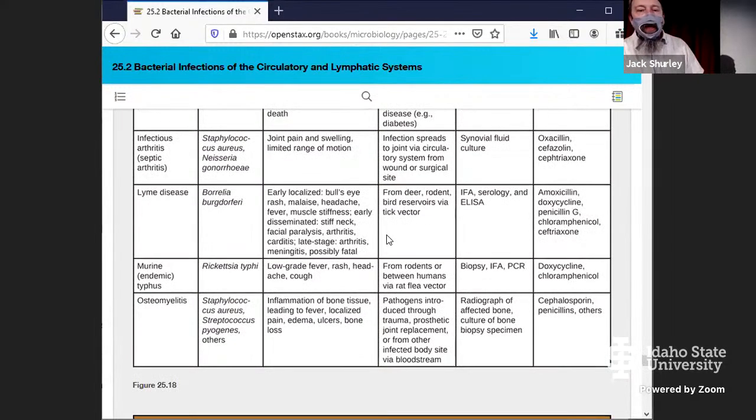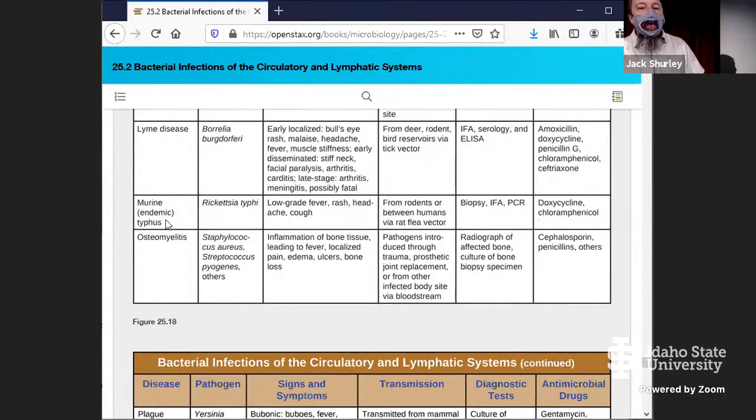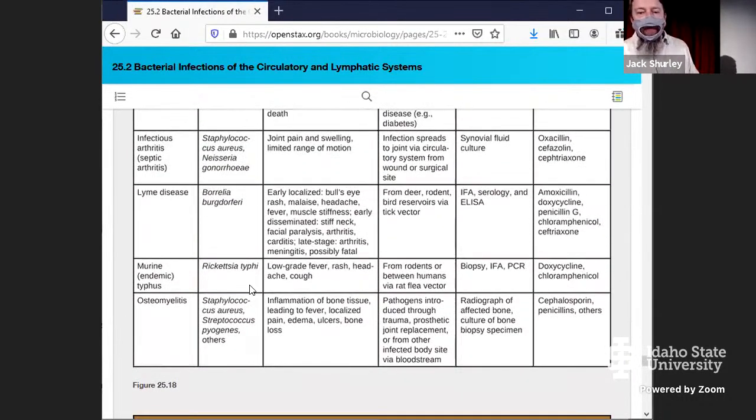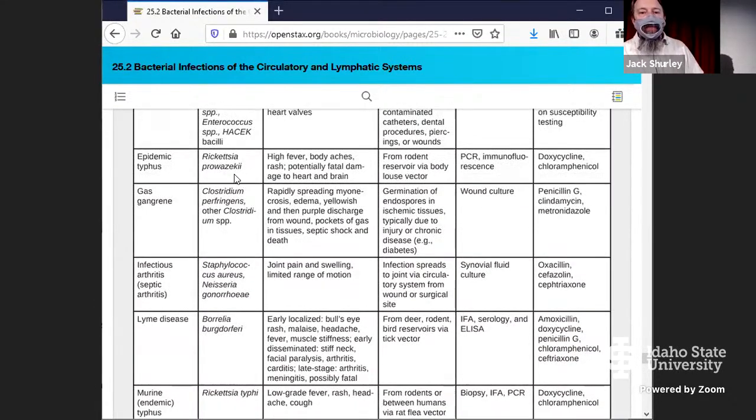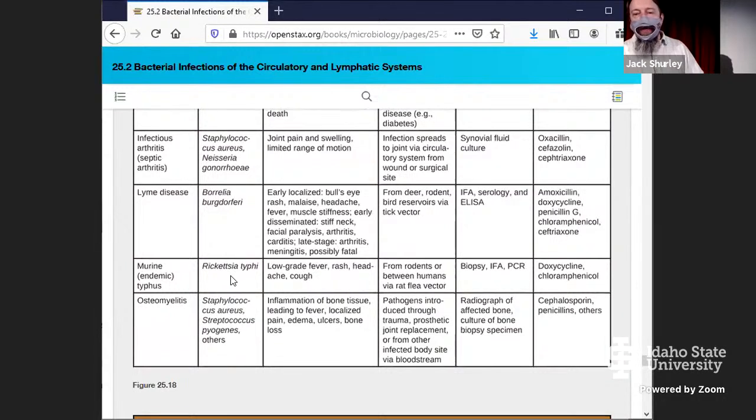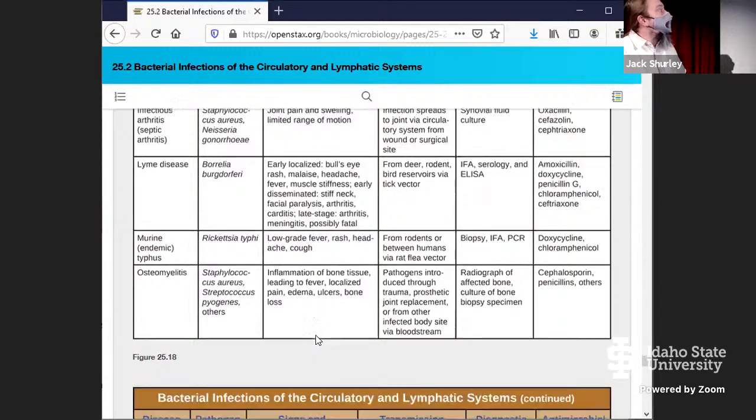So really depends. The murine or endemic typhus, it's a different rickettsia, so Rickettsia typhi instead of prowazekii. So this rickettsia, little bit different, low-grade fever, there's rash, headache, and cough. And in this case, instead of lice, it's fleas. So different little blood sucker that's feeding on you, but both types of typhus, right? Osteomyelitis, some staph and strep with some potentials with that as they get into the bone and cause issues with that.